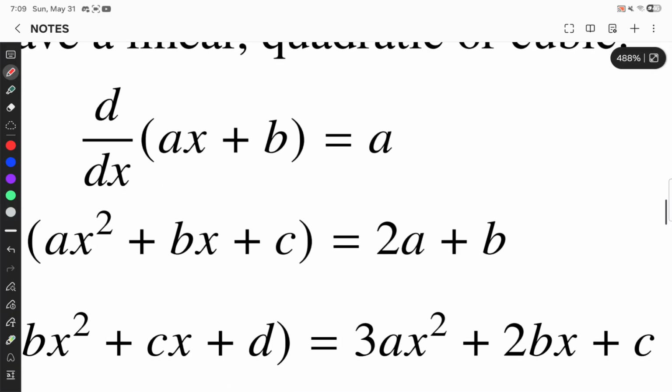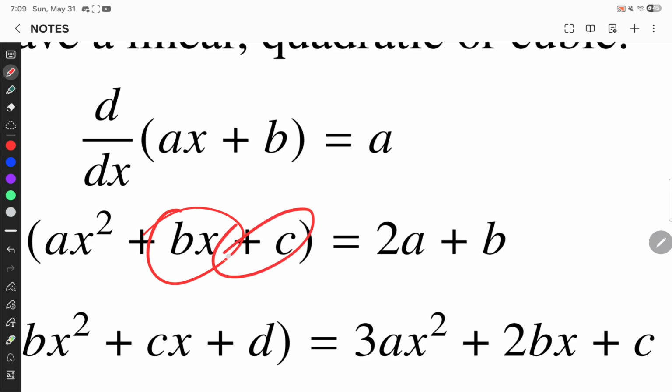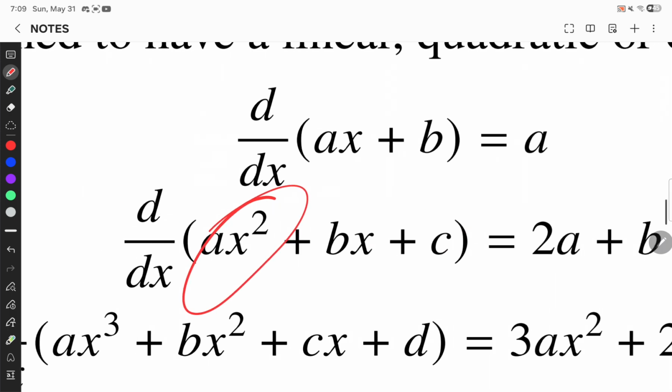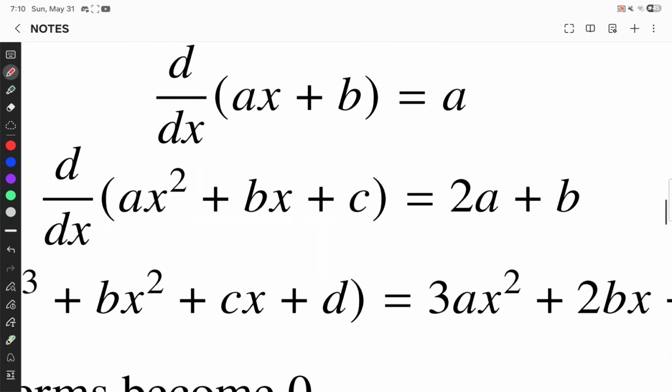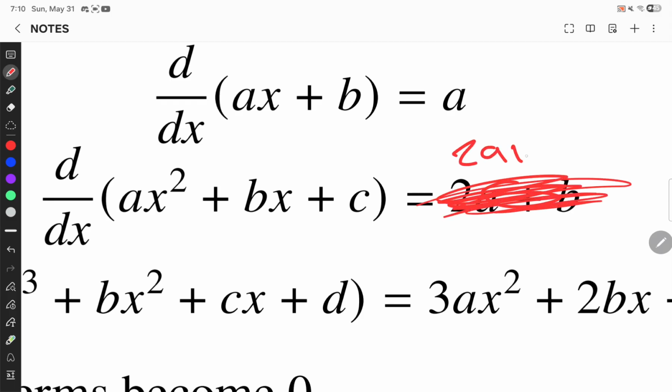Now here we can see ax to the b. If we differentiate this, the constant remains and the b is gone because it's a constant. The coefficient of x remains. Here the coefficient of x remains again and the constant is removed. For the coefficient of x squared, x loses one of its powers, and it multiplies the coefficient by 2. So this is 2ax plus b.